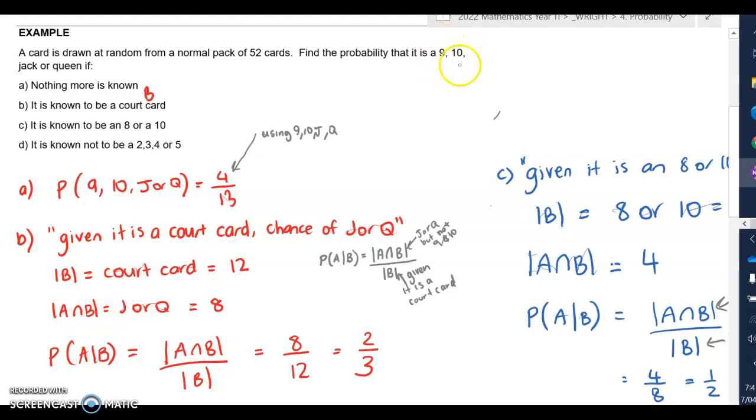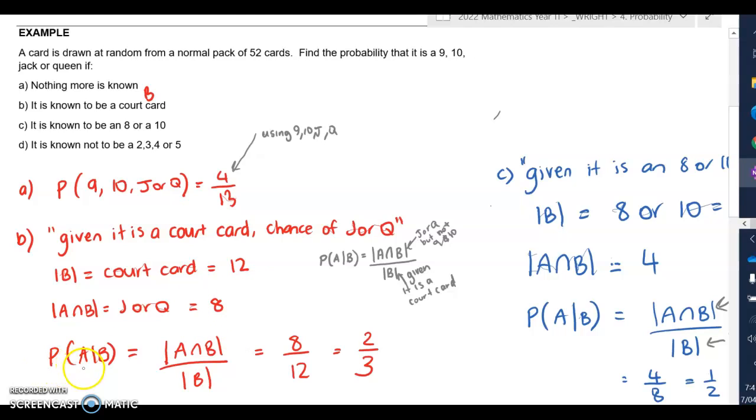We've got A being 9, 10, Jack, or Queen, and B being that is a court card. So we need to find what's in both of those, and that would be the jack or the queen. So how many jacks or queens are there in our set of cards? Well, in each of the suits, we've got 2. There's 4 lots of 2, so we've got 8.